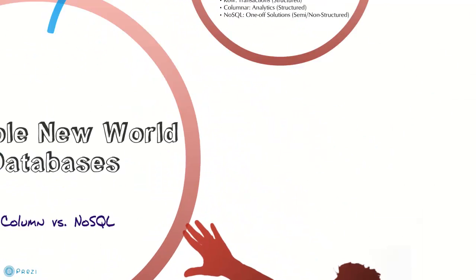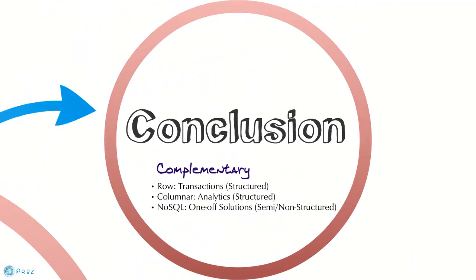In the end, row, column, and NoSQL are quite complementary. They typically don't compete. Competition does exist within each of these broad categories, and many companies utilize one or several databases from each category within their data warehouse system.